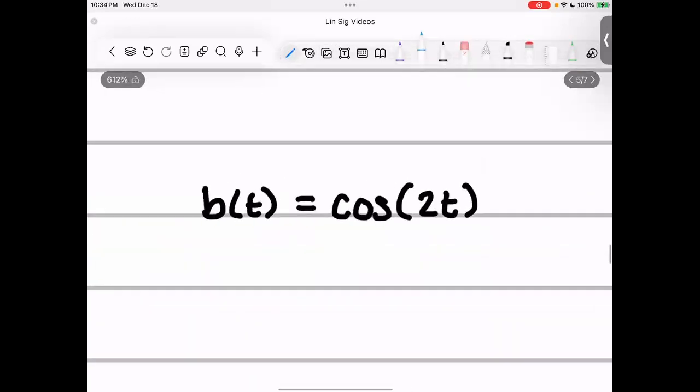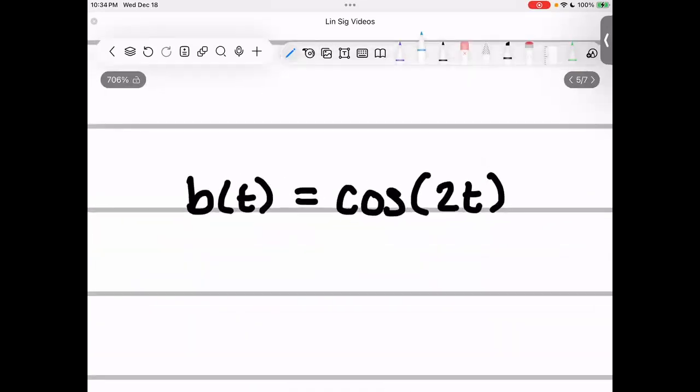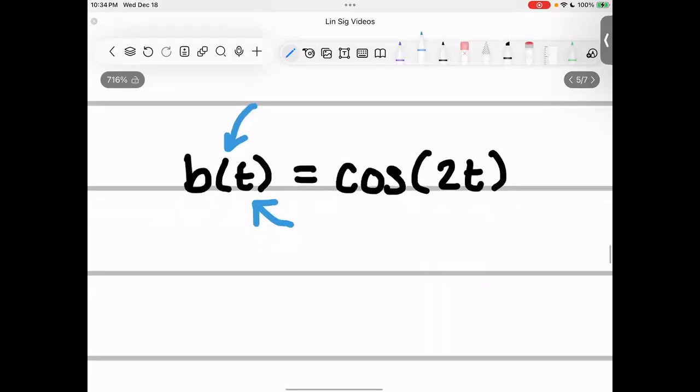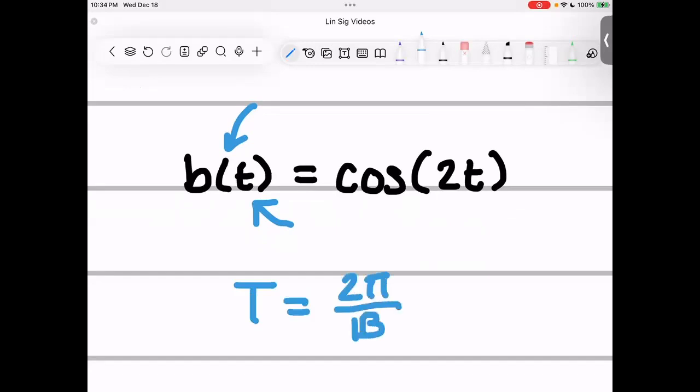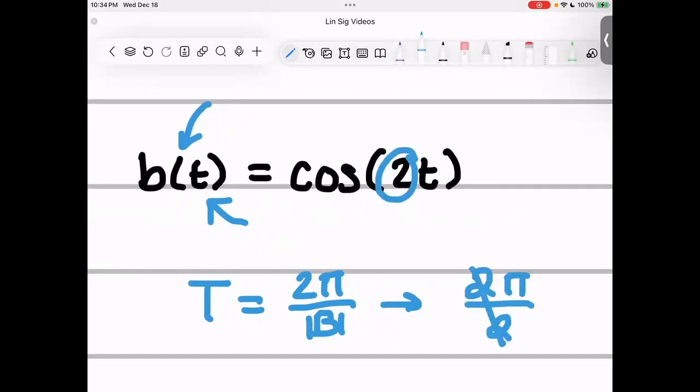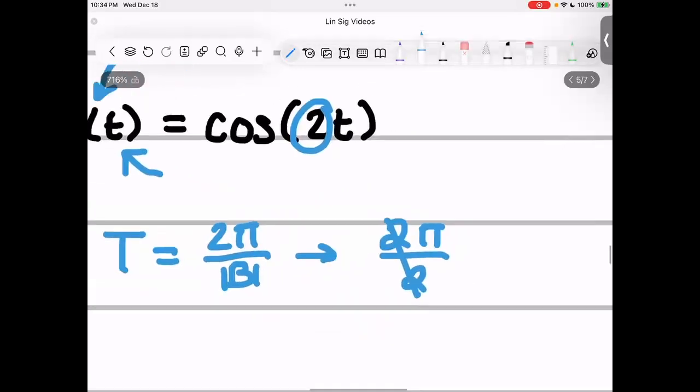Let's try another signal, cosine of 2t. Here again, we're in the continuous domain, as you can see by the parentheses and by the use of t instead of n. We have the same formula, so T equals 2 pi over b. Here there's no pi, but we see our b is just equal to 2. 2 pi over 2, our period then is pi.